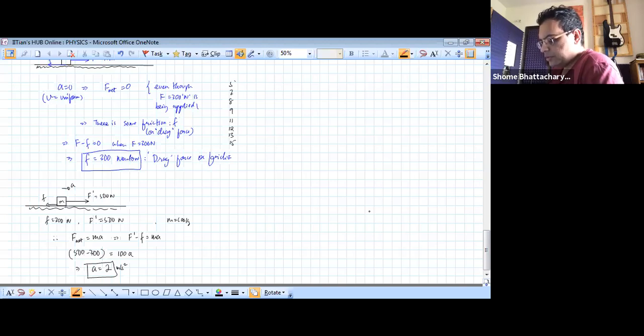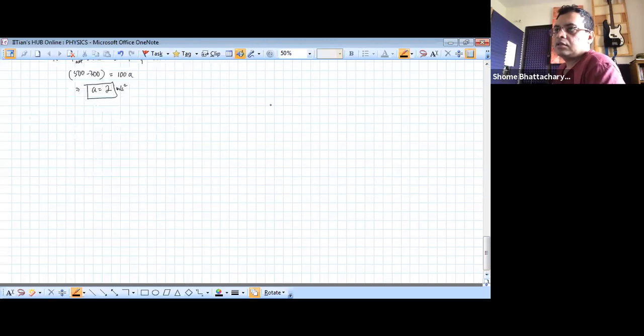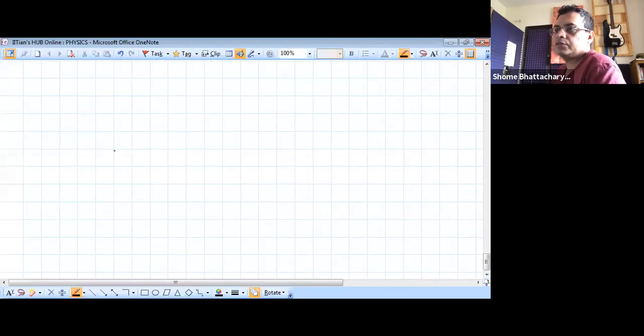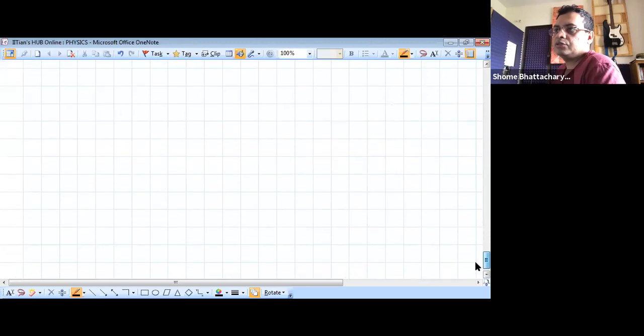So the 7th question is a bit of a calculation heavy type of question. So the background to this question is that acceleration due to gravity g is actually not a constant quantity. It varies with height above the surface of the earth. And this is just showing you that variation.